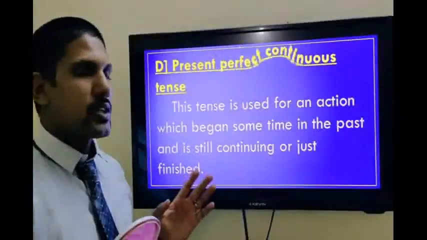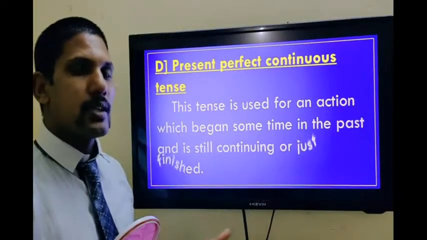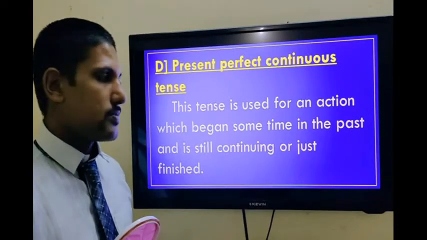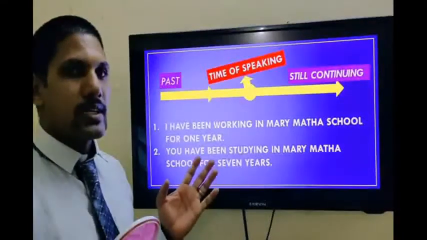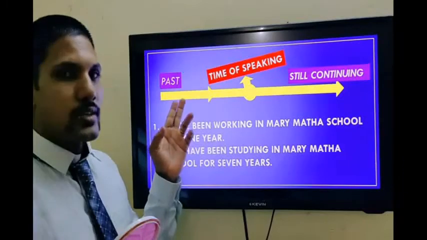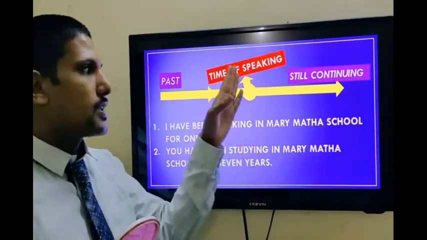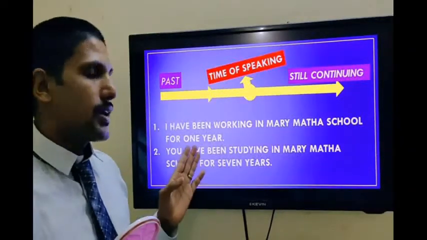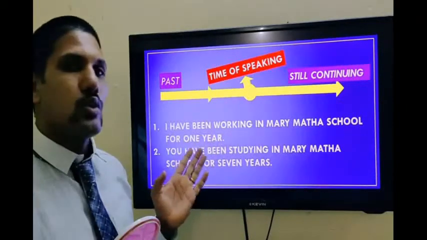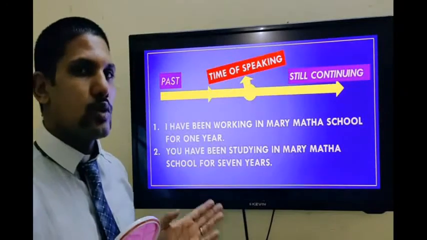Present perfect continuous tense is used to denote an action which began sometime in the past and is still continuing, or just finished. I'll explain it with the help of a diagram. This is for an action started in the past and still continuing at the time of speaking. Examples: I have been working in Mary Mother School for 1 year. You have been studying in Mary Mother School for 7 years.